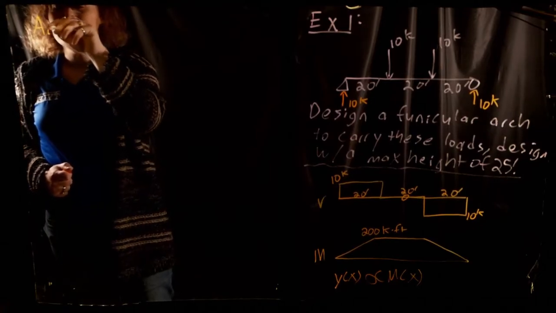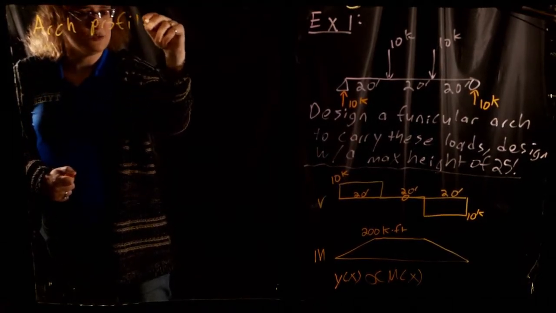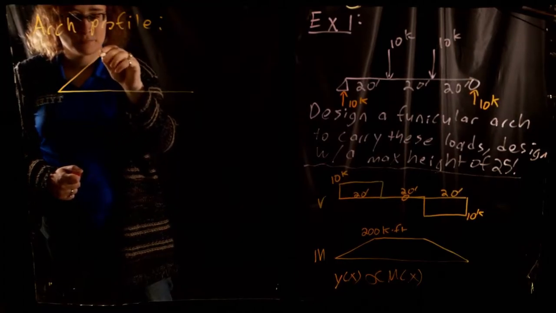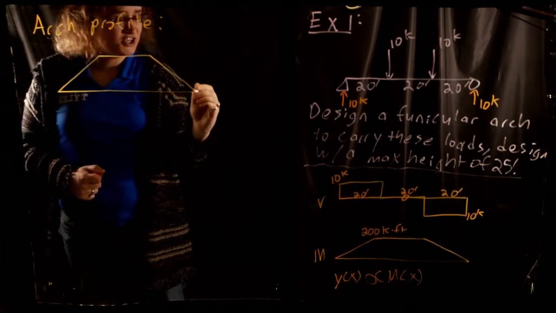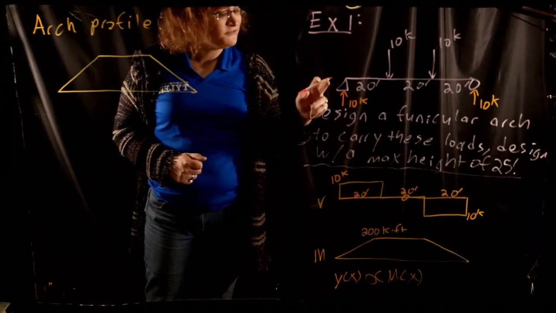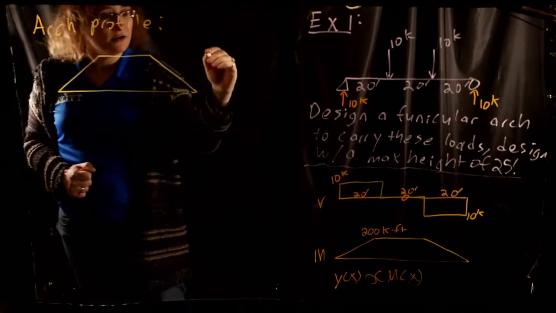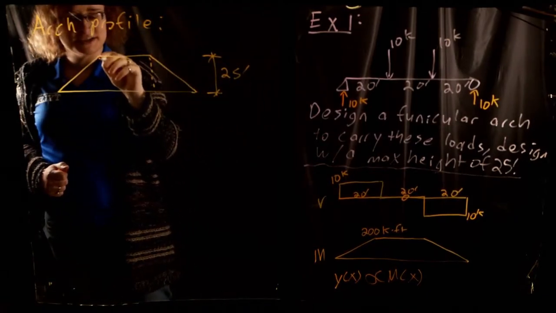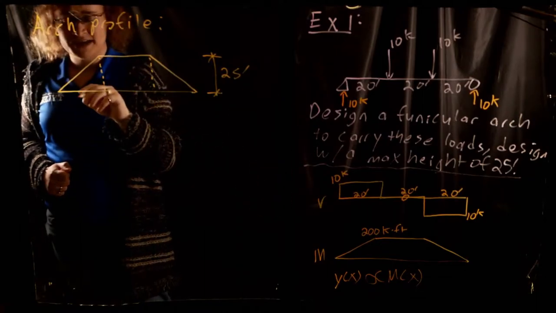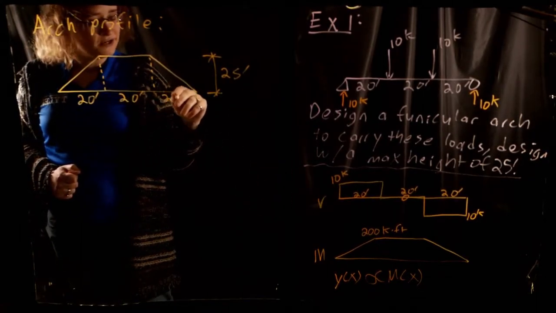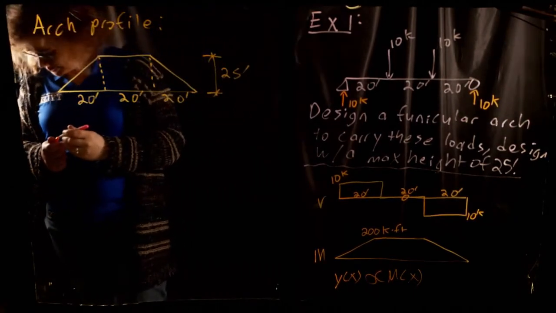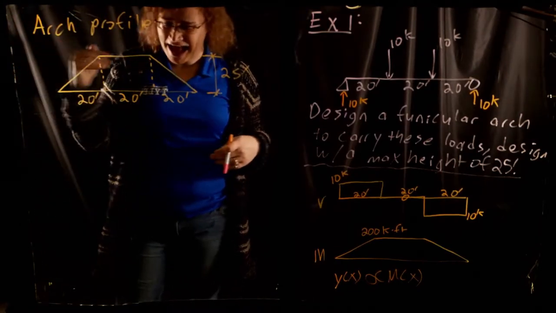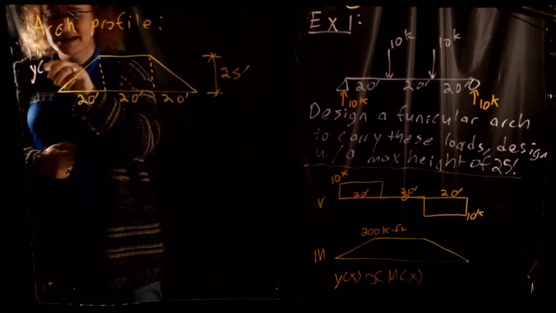So our arch profile would then be something of the same shape, like this. Since we were given as a design variable that the maximum height is 25 feet, we then know that the maximum height on this arch is 25 feet. And if you want to know the dimensions, it's going to be exactly the same as the moment diagram: 20 feet, 20 feet, 20 feet, and 20 feet. And this essentially is the solution to the problem. This is the arch profile. We basically have y as a function of x laid out graphically here.